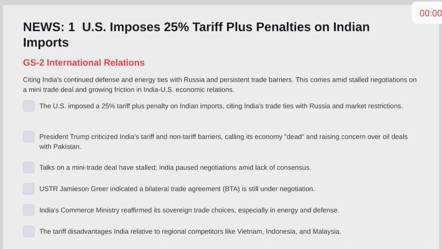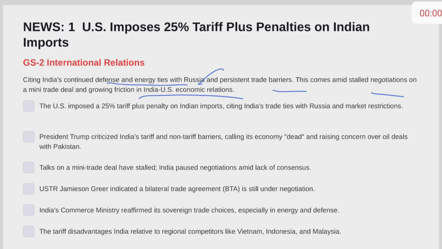US imposes 25% tariff plus penalties on Indian imports. Comes under GS2 international relations. Citing India's continued defense and energy ties with Russia and persistent trade barriers, this comes amid stalled negotiations on many trade deals, growing friction in India and US economic relations.